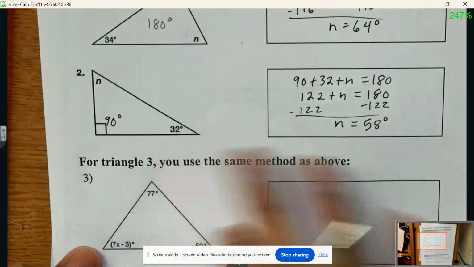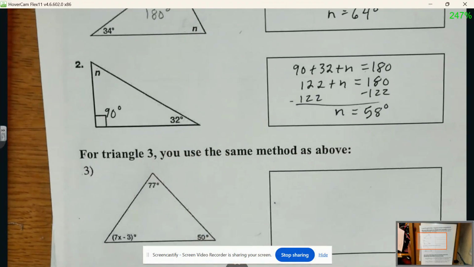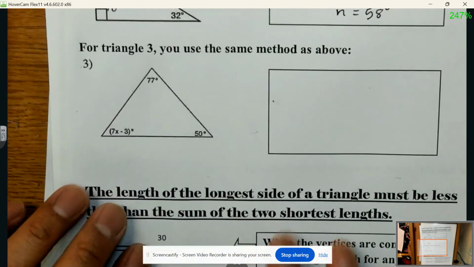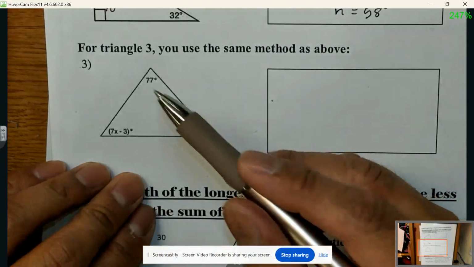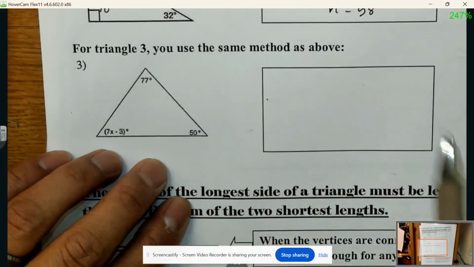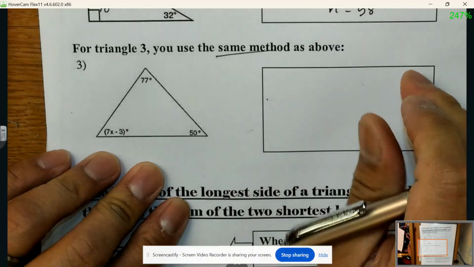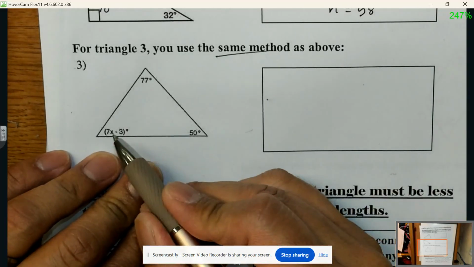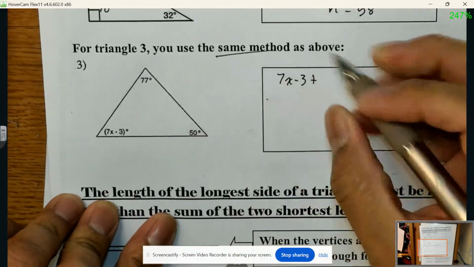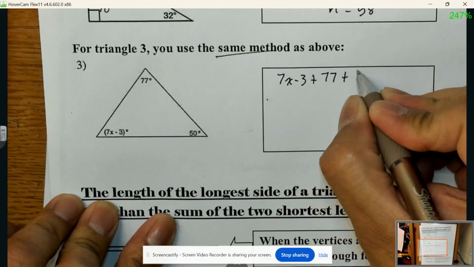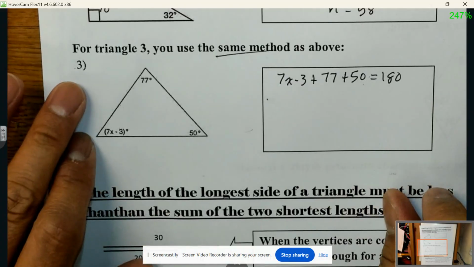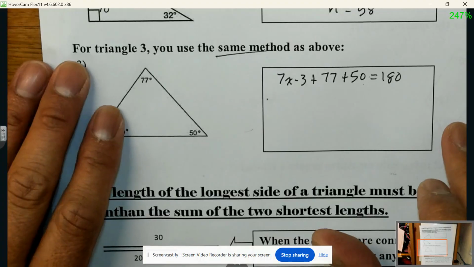Okay, so this is what we could come to expect from a test. Okay, so in this one, it gets a little bit more complicated because instead of an unknown, we have this expression, but the method does not change. Okay, the same method. We're going to add the first angle, which is 7x minus 3, plus 77, plus 50, and together they should equal 180. And then we would just solve that like a regular equation.